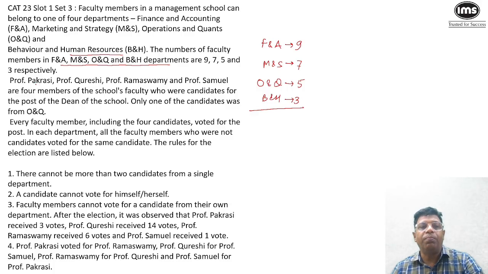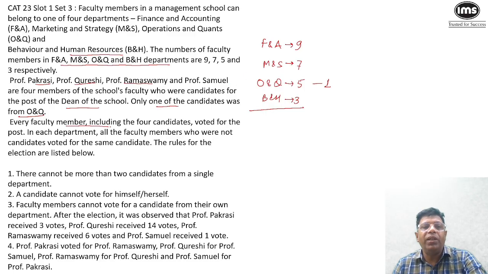Now, Professor Prakasri, Professor Qureshi, Ramaswamy, and Professor Samuel are 4 members of the school's faculty who were candidates for the post of dean. So I think there is a post of dean for which these 4 people are contesting, and only one of the candidates was from O&Q. So out of these 4 people, one is a candidate from the O&Q department. The rest of them, some could be from F&A, some could be from M&S. That we have to figure out.